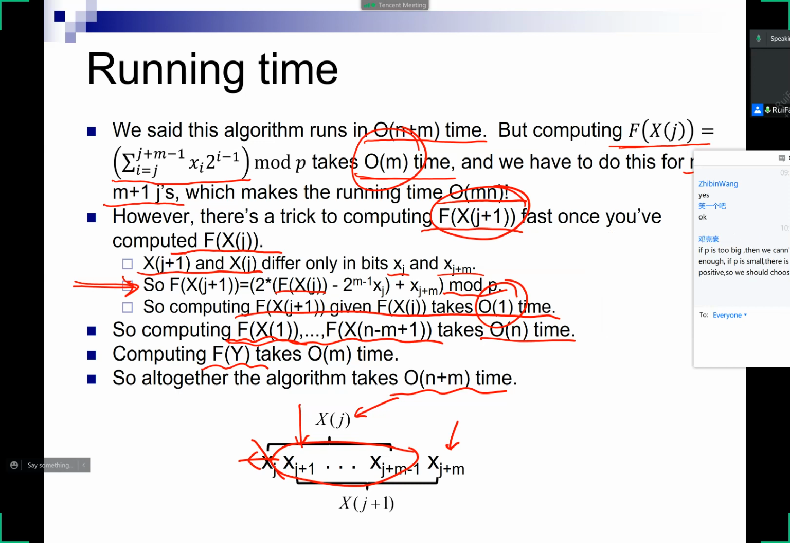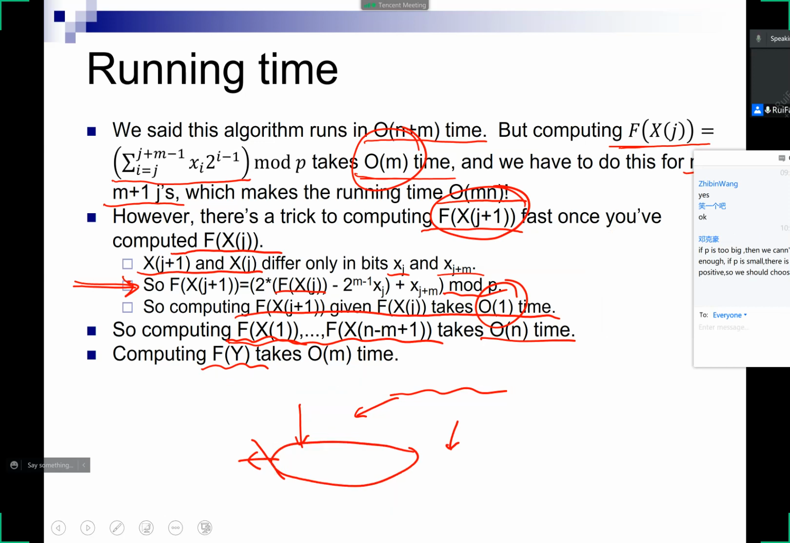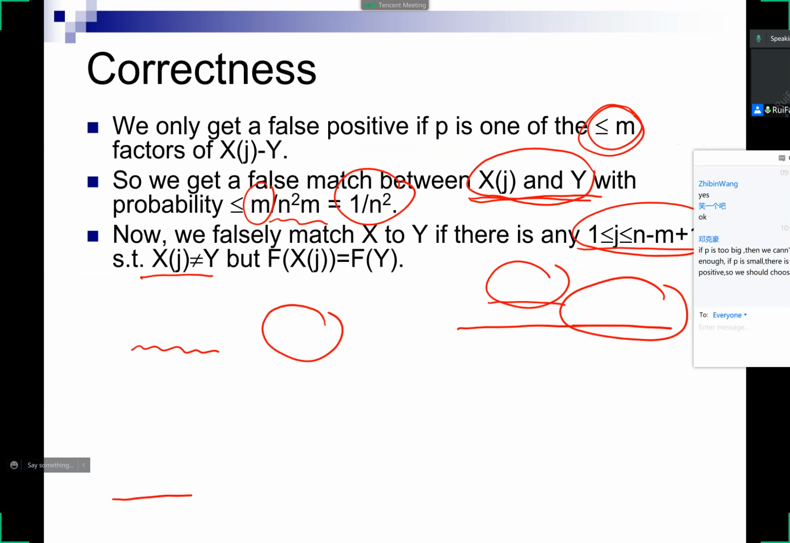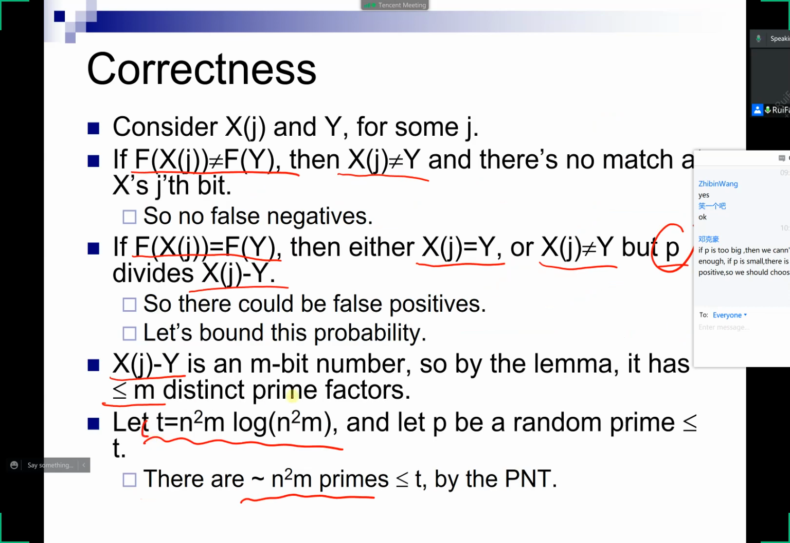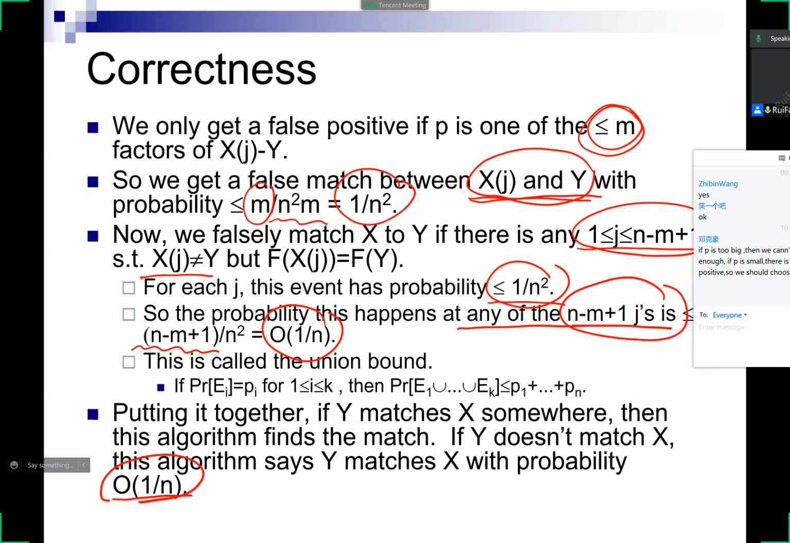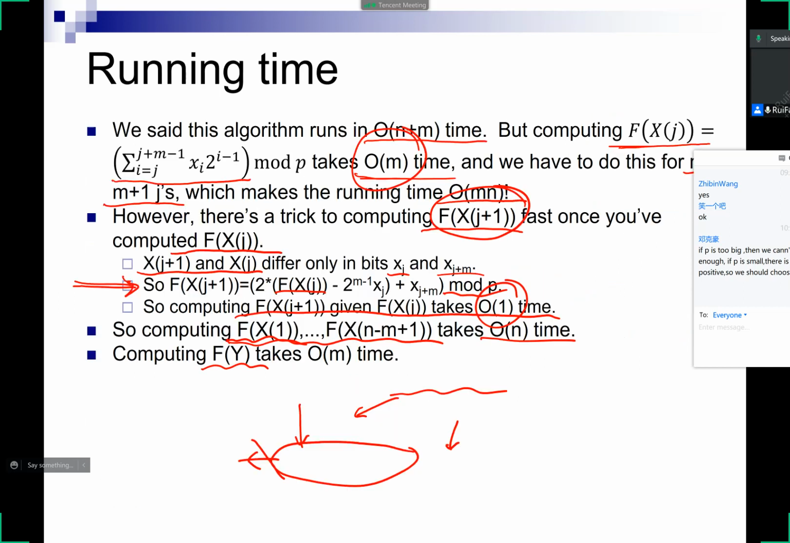So the way that we chose p is based on how we chose t. We choose t to be this value. Our analysis shows that if you choose t to be this value, then you've got a low false positive probability. Furthermore, if you choose t to be this value, then log of p is basically going to be order of log n and log m, plus order of log m. So it's just basically order log n.